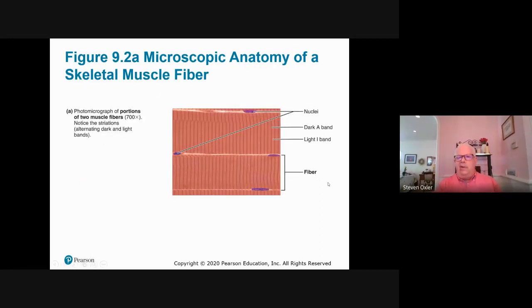Okay, but here's what we're talking about when we say dark and light. The A band is a dark band. The I band is a light band. And these are the striations. So please remember the dark bands are the A bands and the light bands are the I bands.